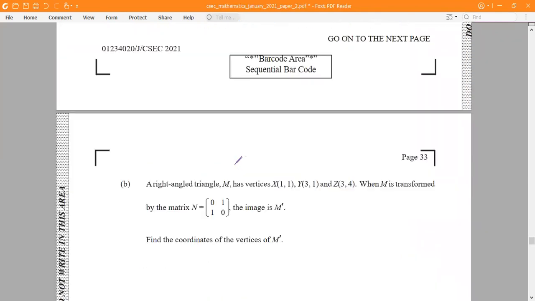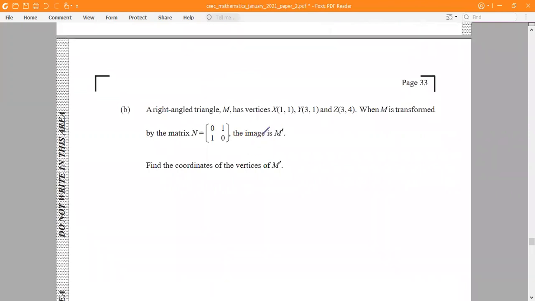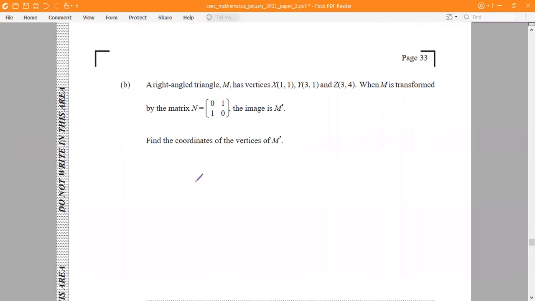Okay, let's move on. We have a right angle triangle with certain vertices. We are given the points, and we are given a transformation matrix N. We are asked to find the image M prime, the coordinates of the vertices of M prime. So what we do is we take each point and multiply it by this matrix 0, 1, 1, 0. So row by column. We have a 1 by 2 matrix multiplied by a 2 by 2 matrix. So that will give us a 1 by 2 matrix as our answer.